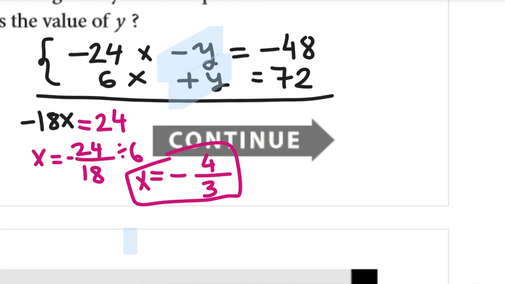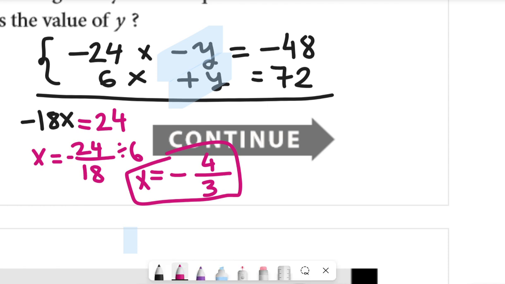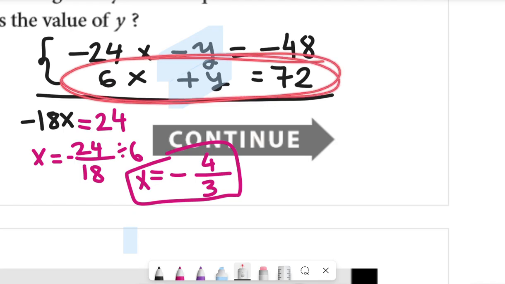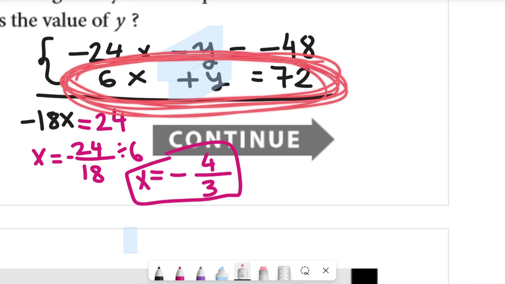We need to find now the value of y. Why don't we substitute that in the second equation here? Okay, so instead of x, we can put minus 4 over 3.